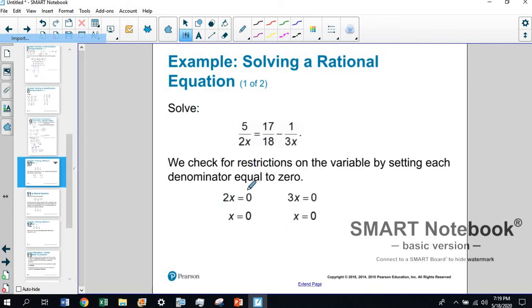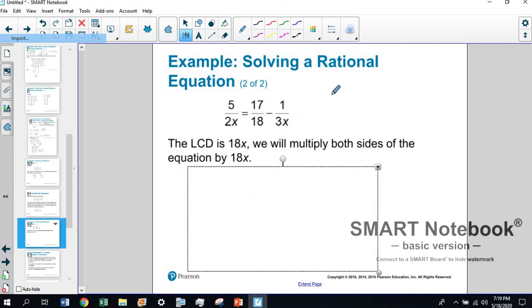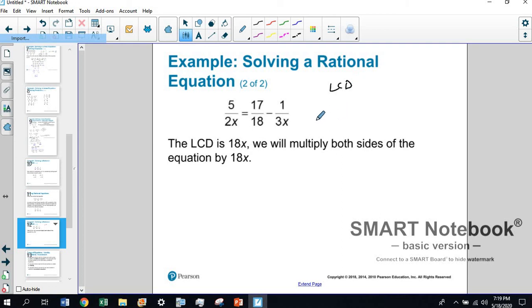All right, now the first thing you have to do is make sure the denominator doesn't equal 0, so we have to note that x is not allowed to be 0. And then when we go to solve this, we look for the LCD. We've got 2x, 3x, and 18, which is 2 times 9, which is 3 times 3. The 9 includes this 3, the 2 includes this 2, so we get 18, and then these each have an x, so we get 18x as our LCD. That should be something you can do by this point.